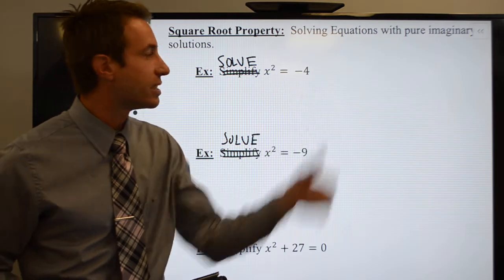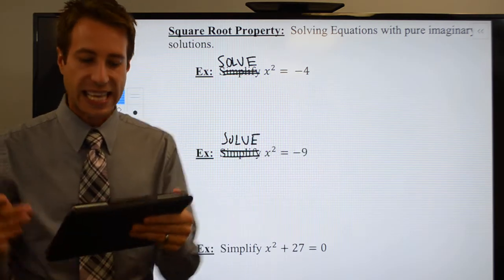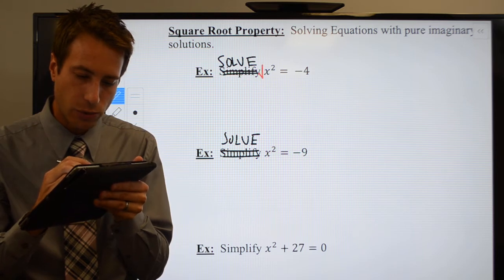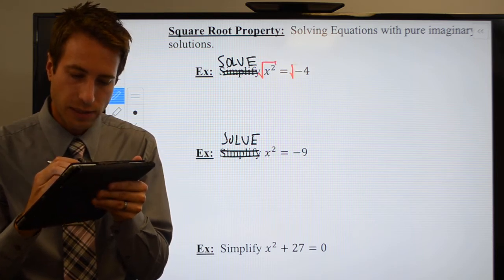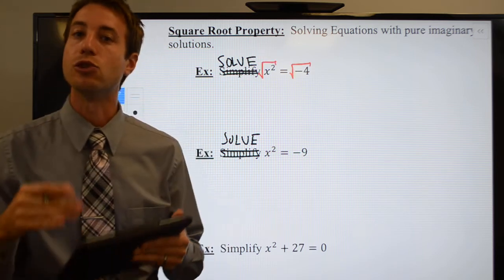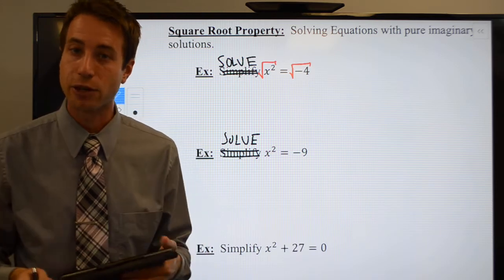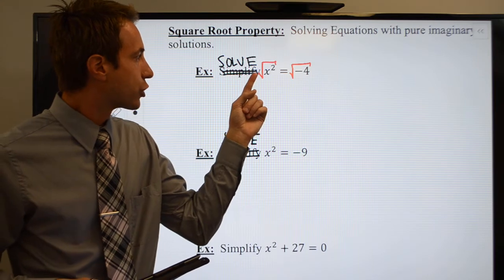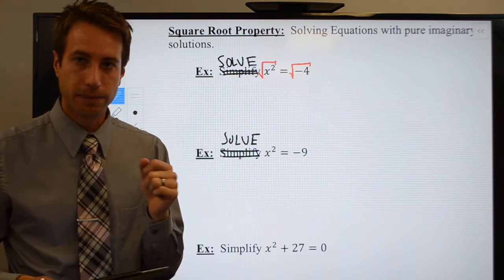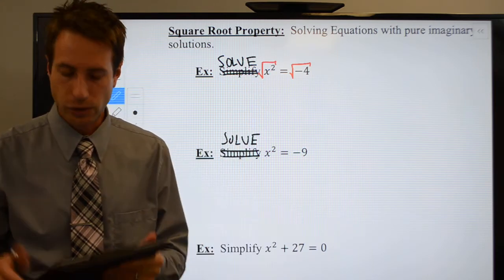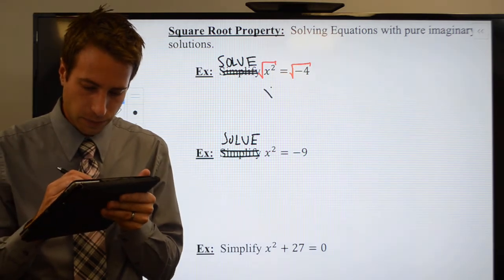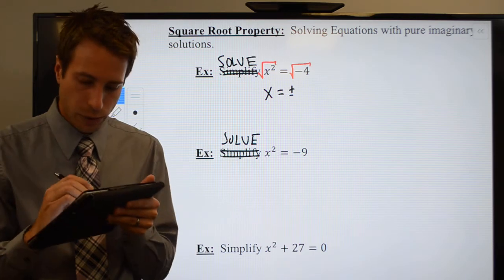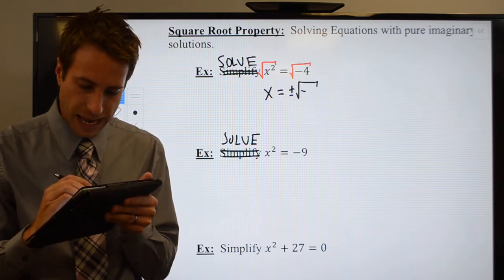I have x squared is equal to a negative 4. Well, to get that x by itself, I would simply take the square roots of both sides. Don't forget to do plus or minus whenever you take a square root. So here's what I've got. The square root and the square cancel each other out. Plus or minus the square root of a negative 4.